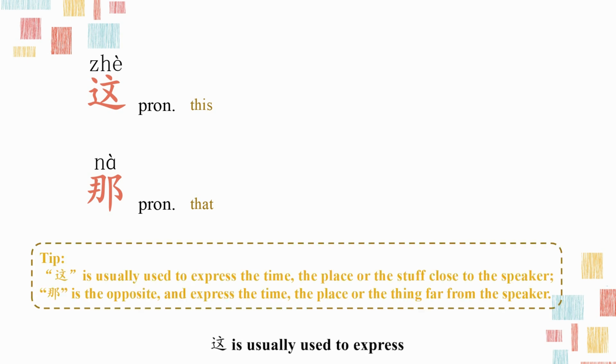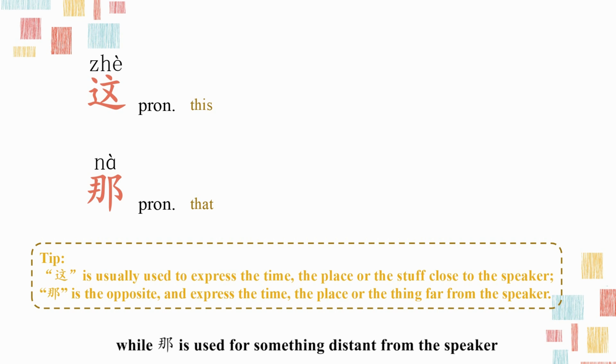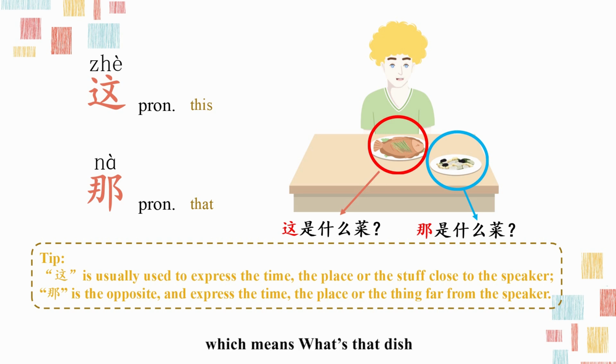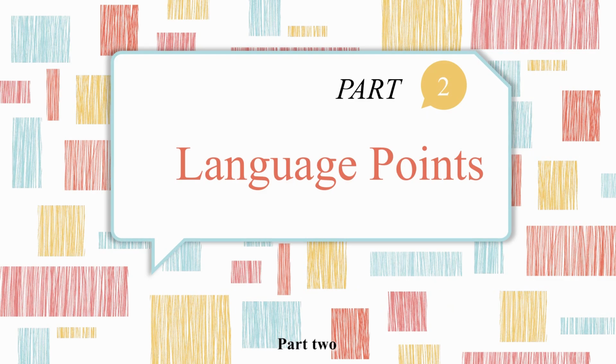这、is usually used to express a time, place, or object close to the speaker, while 那、is used for something distant from the speaker. For example, when you see a picture and the dish is close to you, you can ask, 这是什么菜？ which means, what's this dish? On the other hand, if the dish is not near you, you can ask, 那是什么菜？ which means, what's that dish?